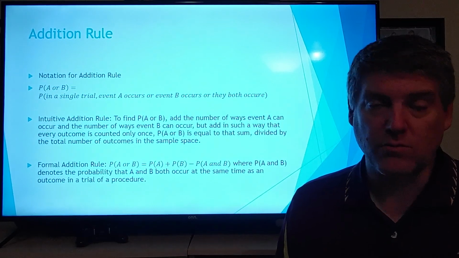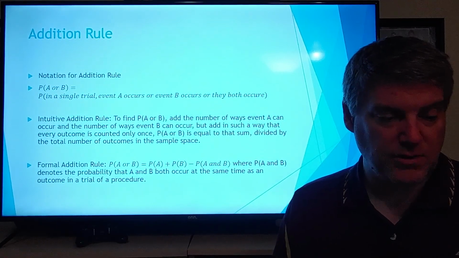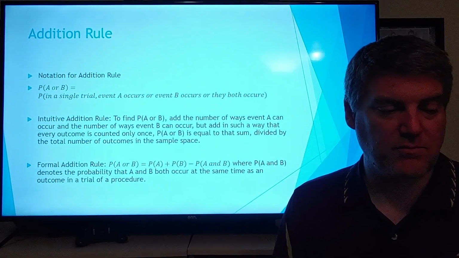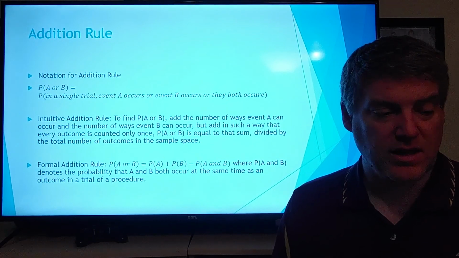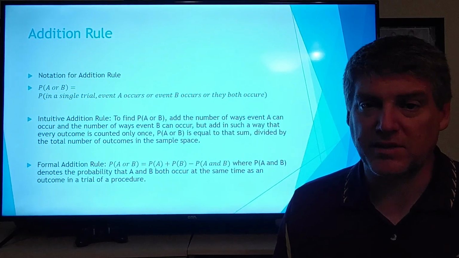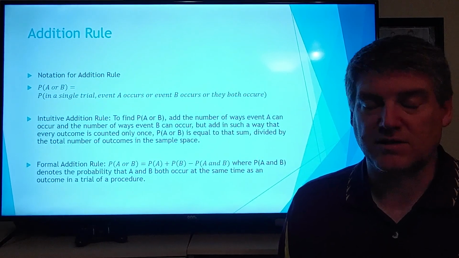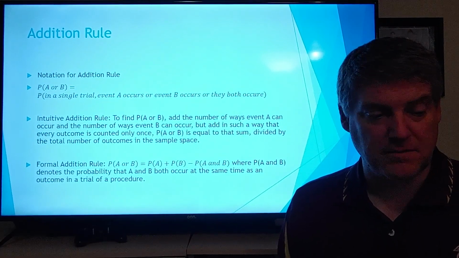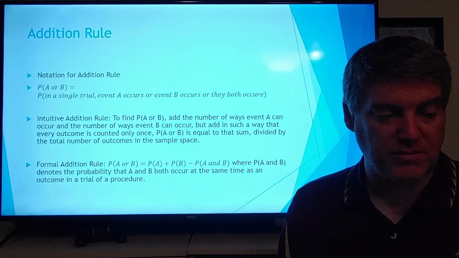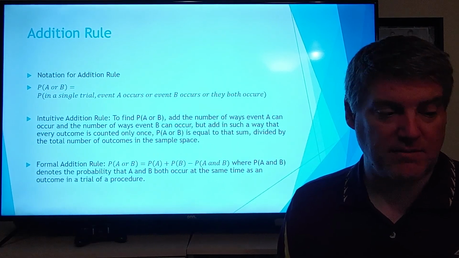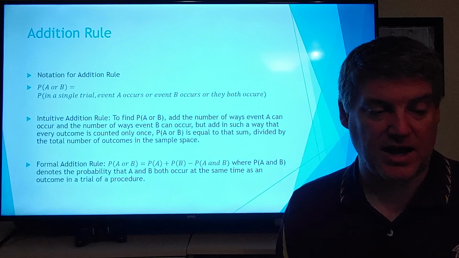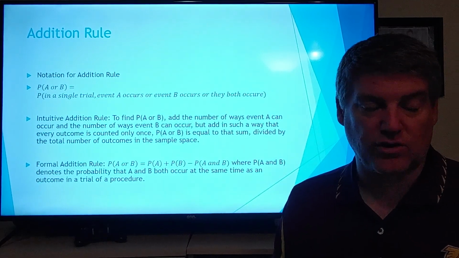Okay, so here's the formal rule, and this is probably what we're going to use a lot. The probability of A or B equals the probability of A plus the probability of B minus the probability of A and B, where the probability of A and B denotes the probability that A and B both occur at the same time as an outcome in a trial or procedure.